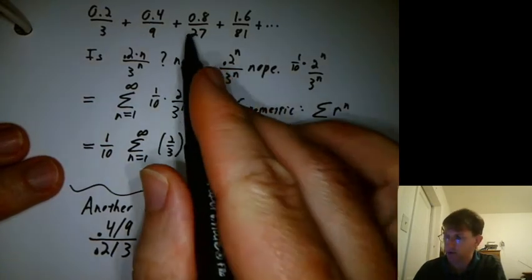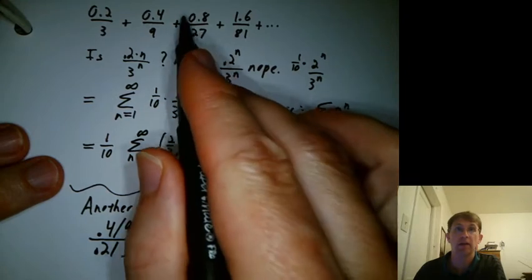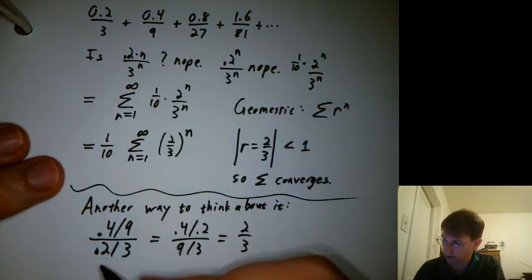Let's try the next one. Let's try 0.8 over 27 divided by 0.4 over 9.